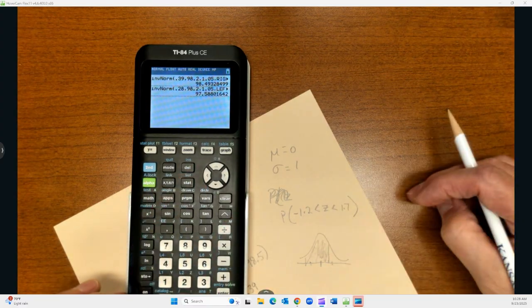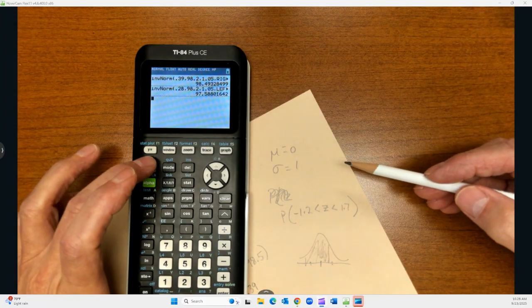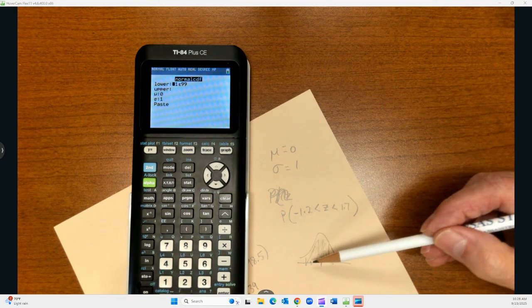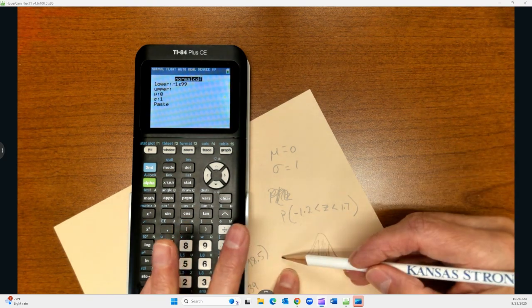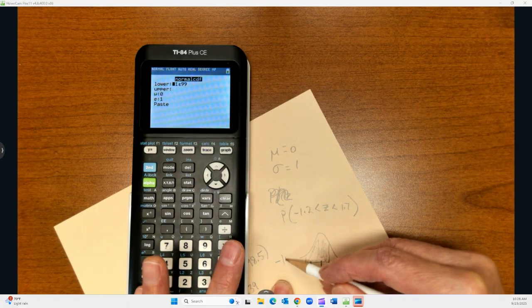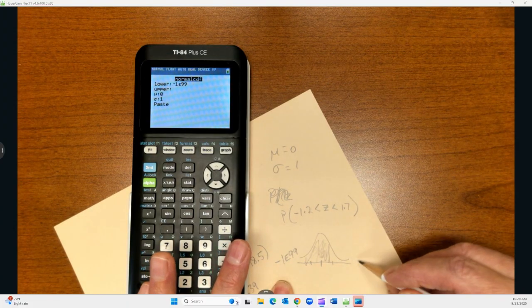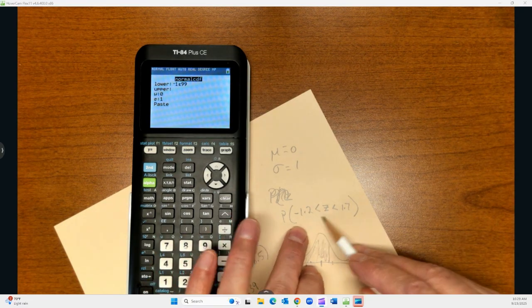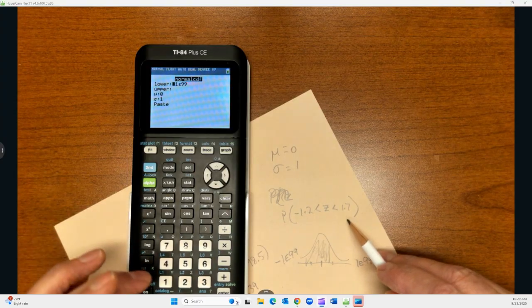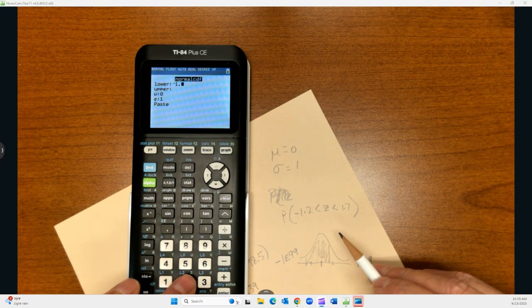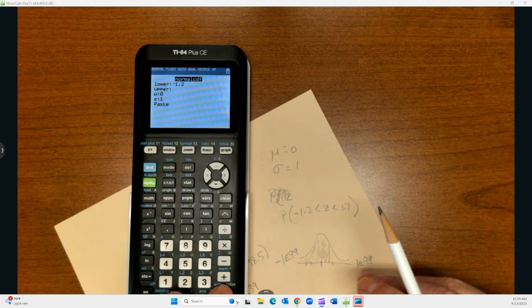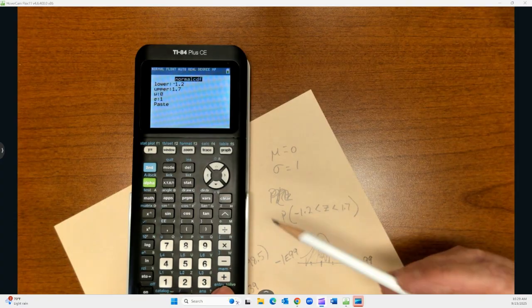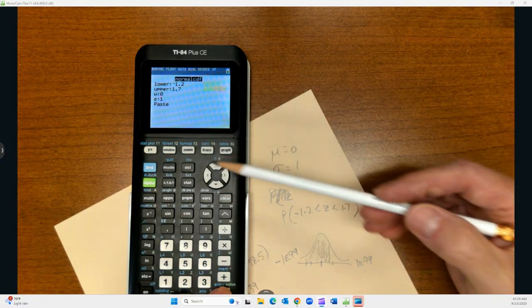Now I'm going to go back to my second distribution and choose normal CDF. I don't have a lower bound on either end, negative infinity is negative 1E99 and positive infinity is positive 1E99. I'm going between negative 1.2 and 1.7, so my lower bound is negative 1.2, my upper bound is 1.7, and since I'm in standard normal, I'm going to use the mean of 0 and standard deviation of 1.